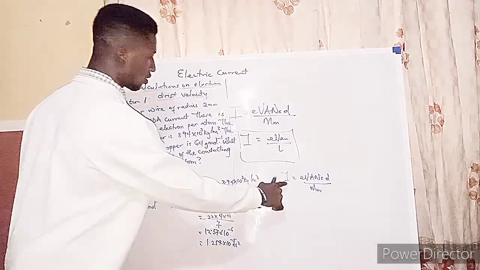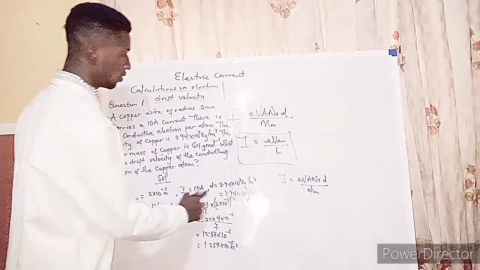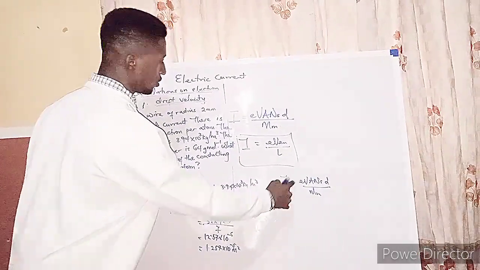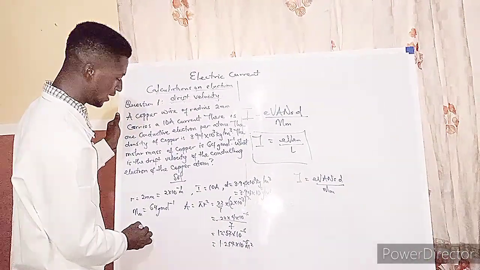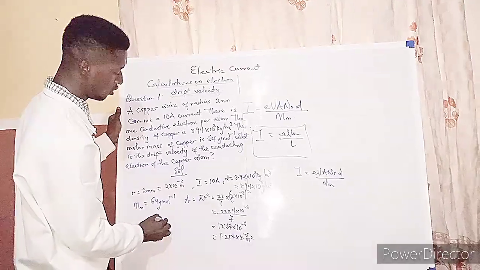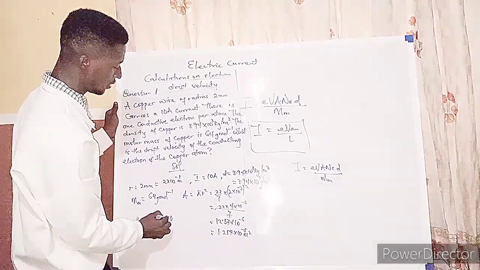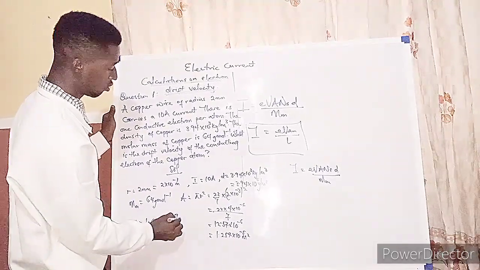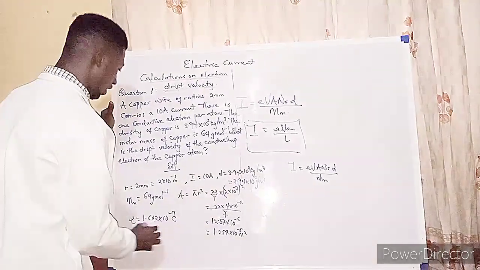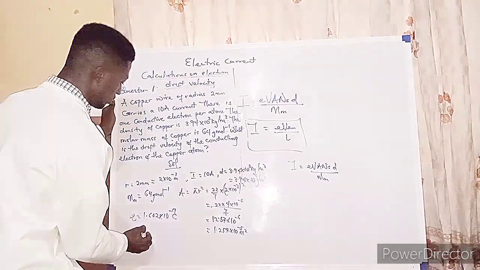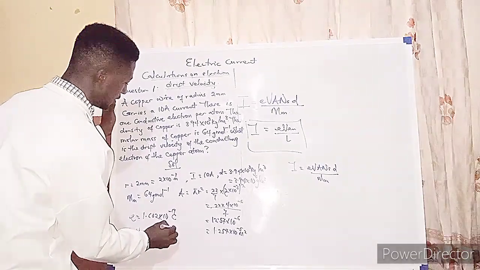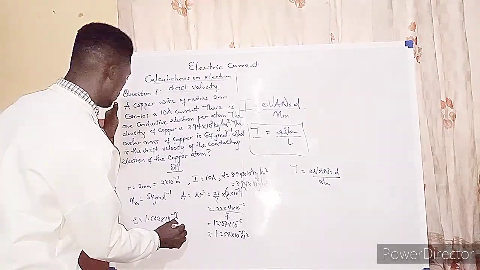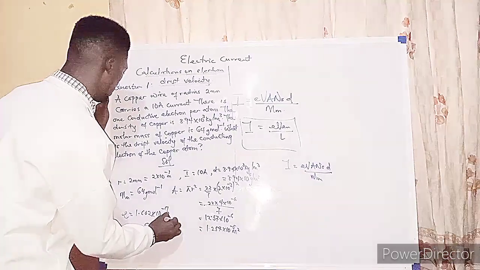Please don't forget, what's our current? From the expression given here, current I is equal to n e v A. E is what? I've told you that you must not forget E is your electron charge. That's 1.602 times 10 to the power minus 19 coulomb. And you have N, that is the number of atoms, Avogadro's number, which is 6.02 times 10 to the power 23.